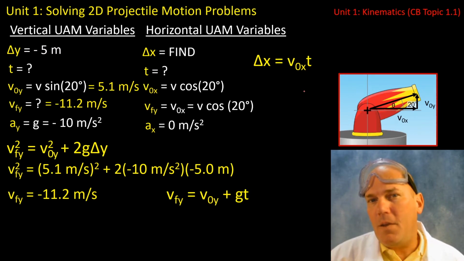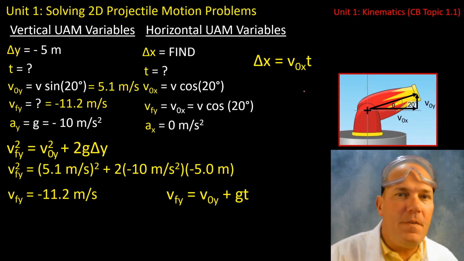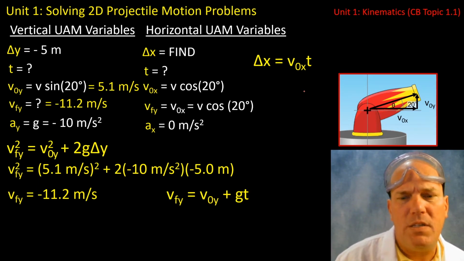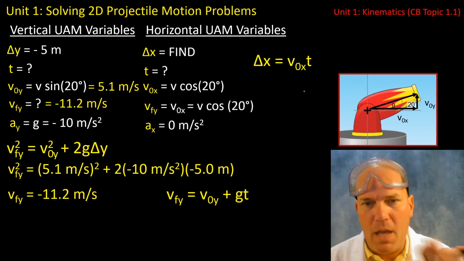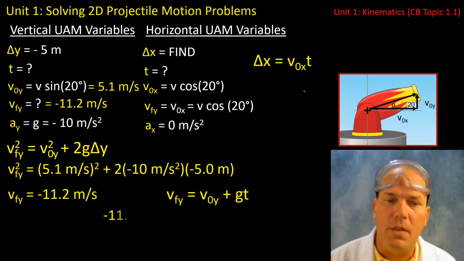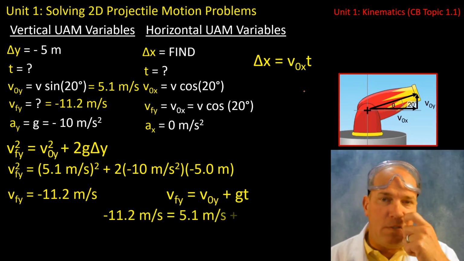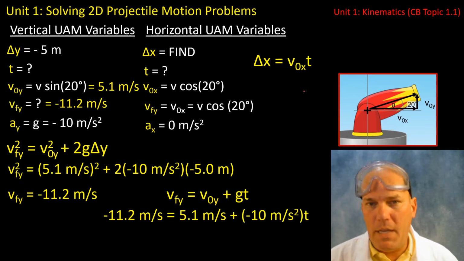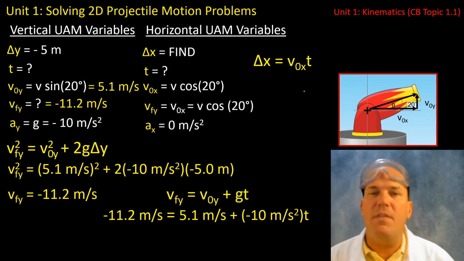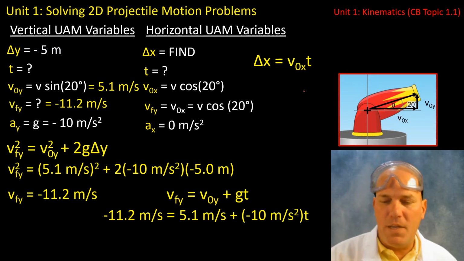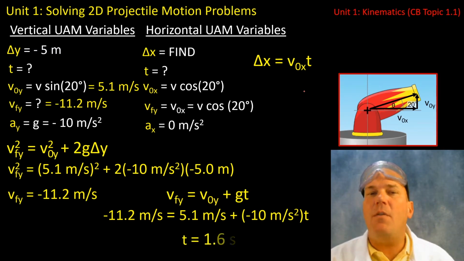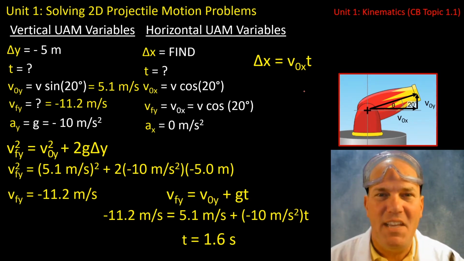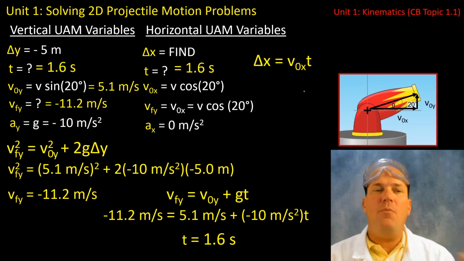So avoiding that quadratic formula, we solve for V final in the Y, which enables us to use any UAM of our choice to go ahead and solve for time. I've chosen the one you see on the screen. So putting in our values, including signage, we get the following expression. Again, I'm accentuating the importance of the signage here in this equation. Rearranging this and solving for time, we get that time is equal to 1.6 seconds. So now we know time.